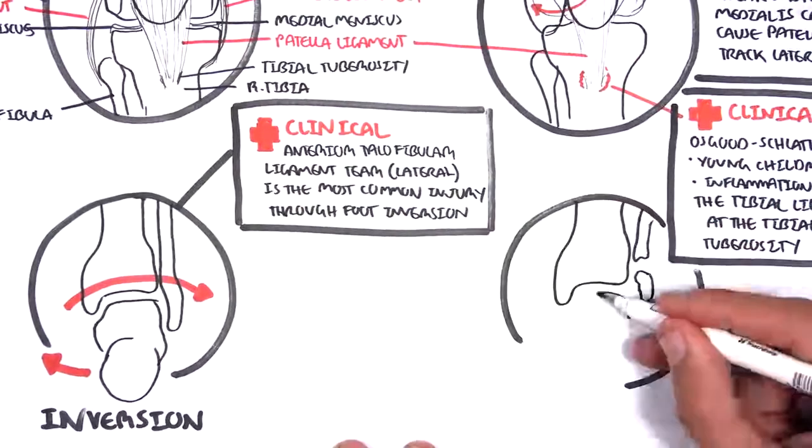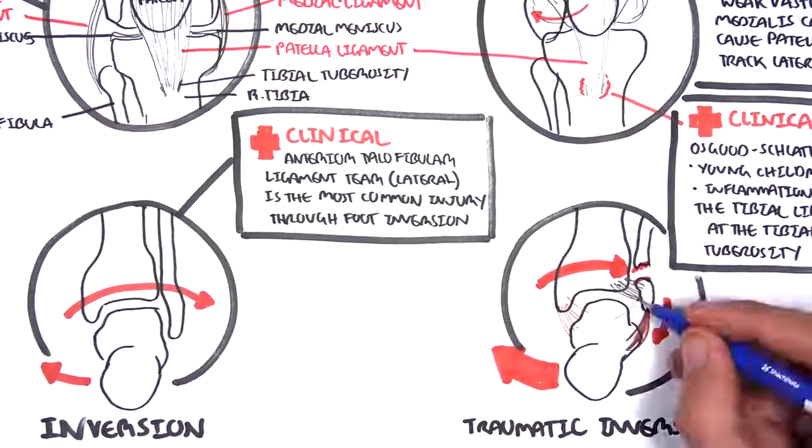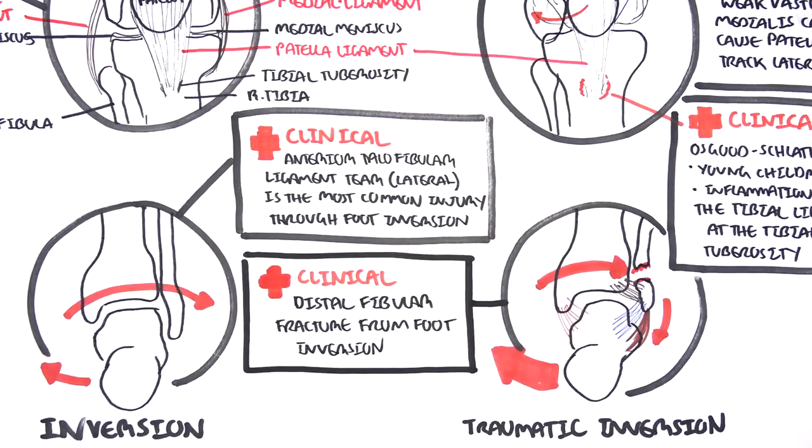But then you can have a traumatic inversion. And this can cause distal fibular fracture together with ligament tears, mainly involving the anterior talofibular ligament.